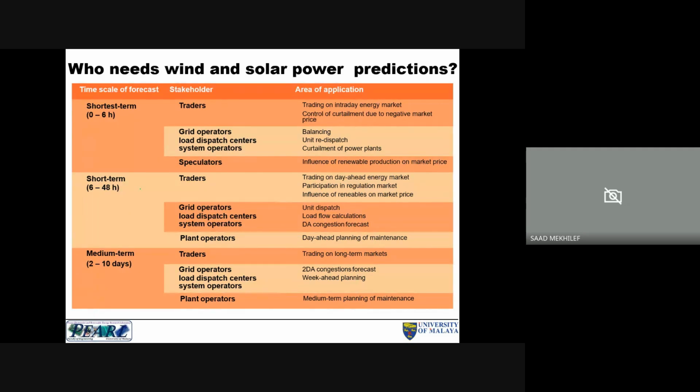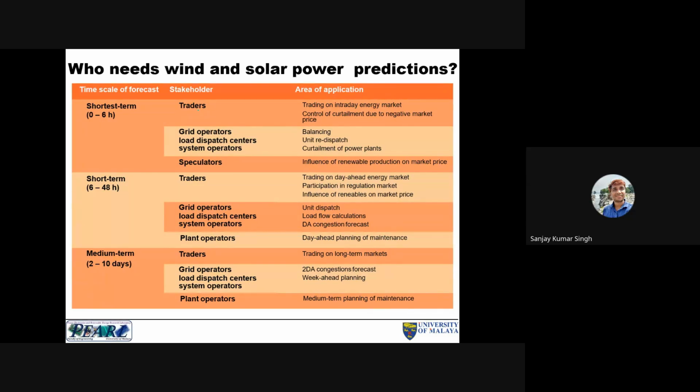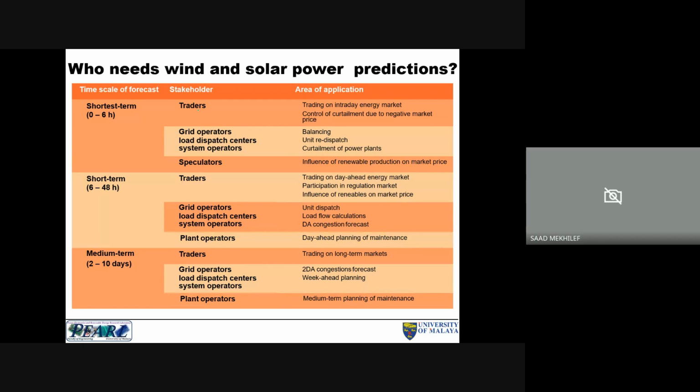But here in this table, we want to show the stakeholders that are involved or affected by this. For example, for short term, we have the traders, because they sell immediately in the energy markets. Yes, it's controlled immediately. Okay. Any other questions?